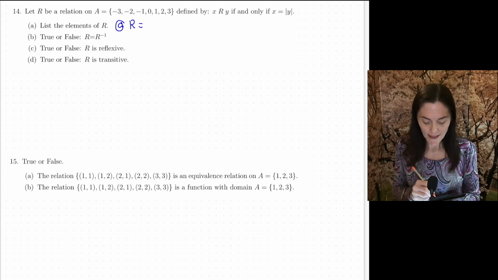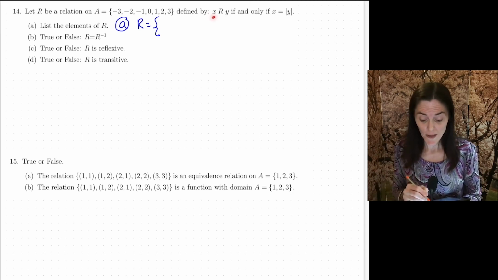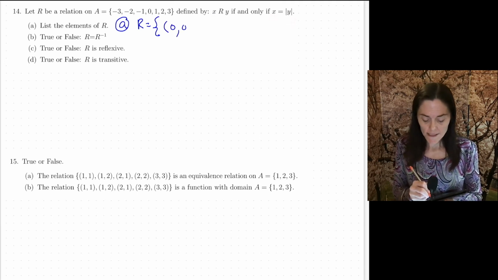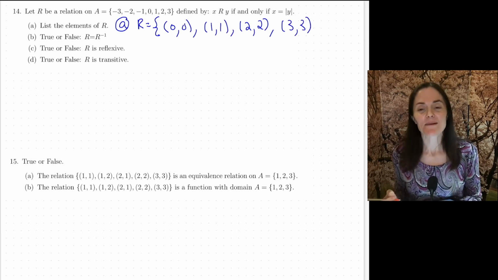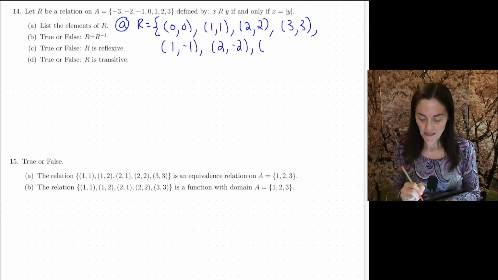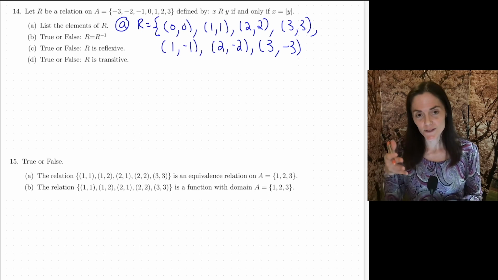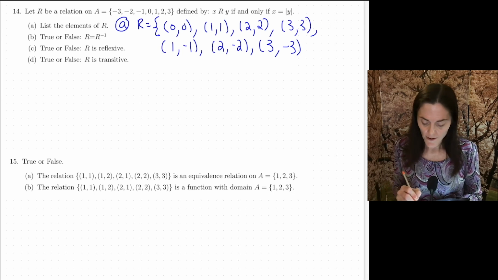So here is part A. Well, you see, this is the first coordinate, and each ordered pair is (x, y), and x needs to be the absolute value of y. Well, we have, for example, (0,0), (1,1), we have (2,2), we have (3,3). But there's more than this. We have also (1,-1), (2,-2), and (3,-3). But you will never see a negative number in the first coordinate for this relation. So this looks good. This is R here.